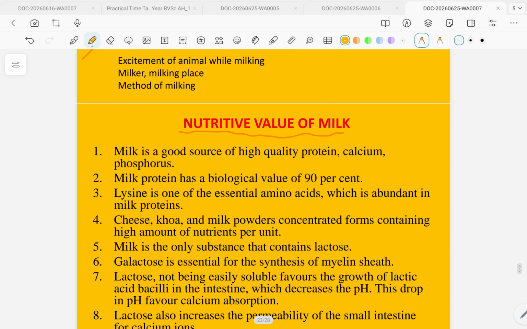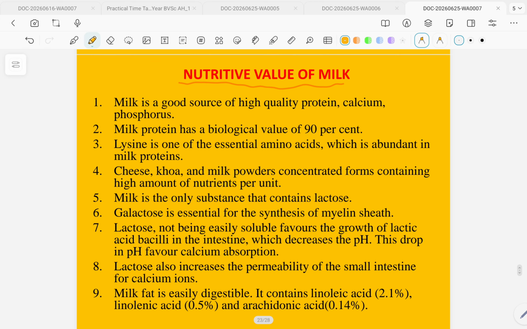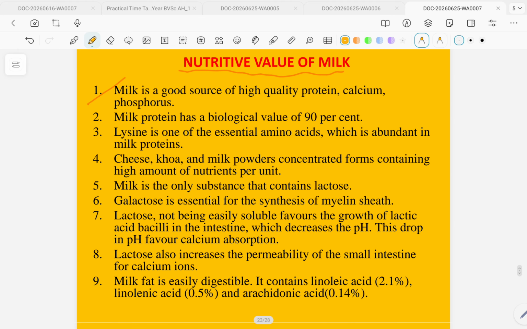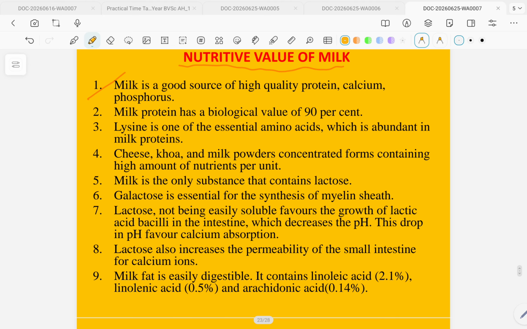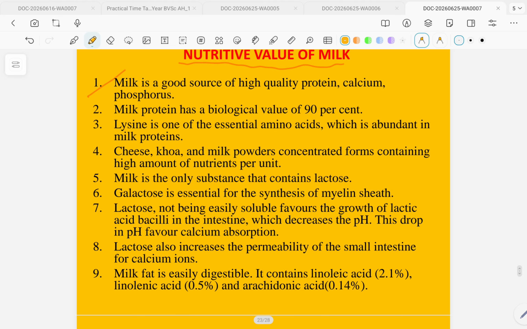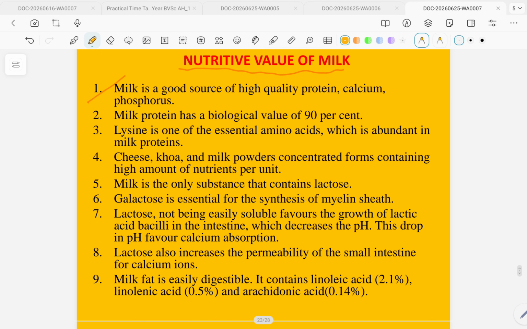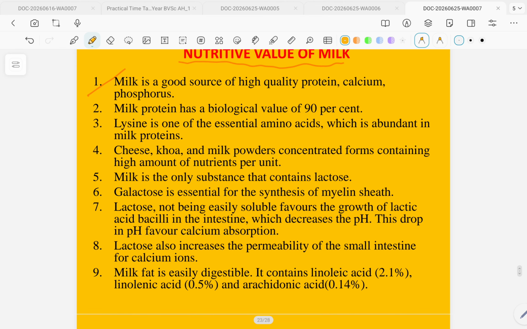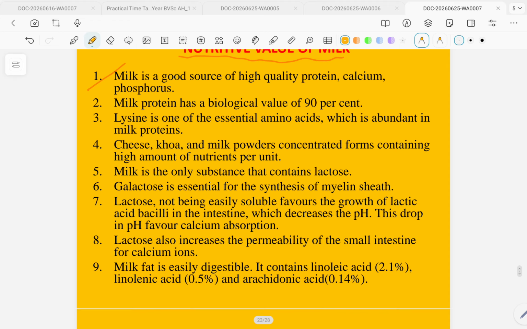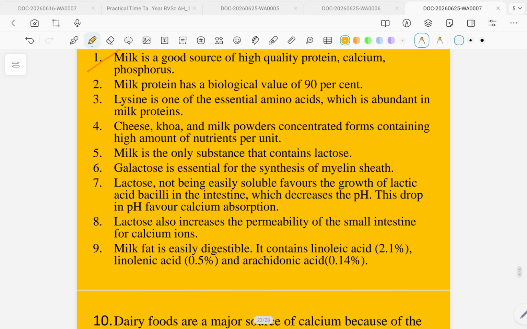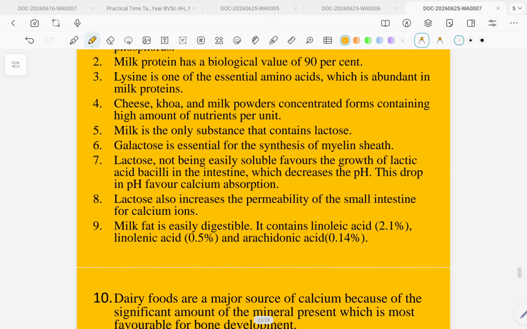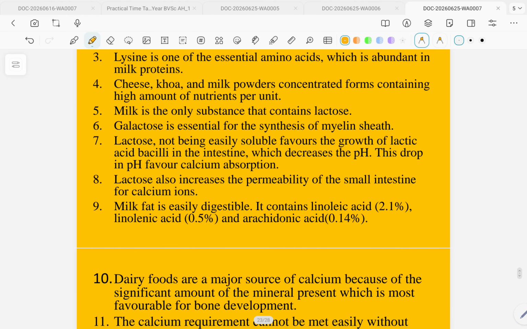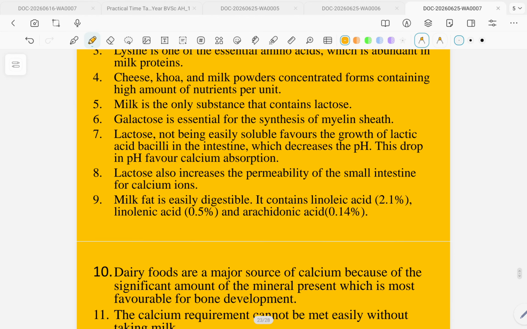Nutritive value of milk. Milk is a good source of high quality protein, calcium, phosphorus. Milk protein has a biological value of 90%. Lysine is one of the essential amino acids which is abundant in milk protein. Cheese, khoa, and milk powder are concentrated forms containing a high amount of nutrients per unit. Milk is the only substance that contains lactose. Galactose is essential for the synthesis of myelin sheath.